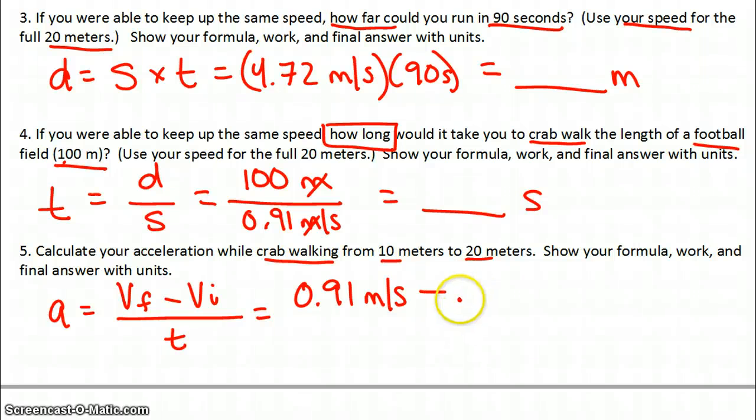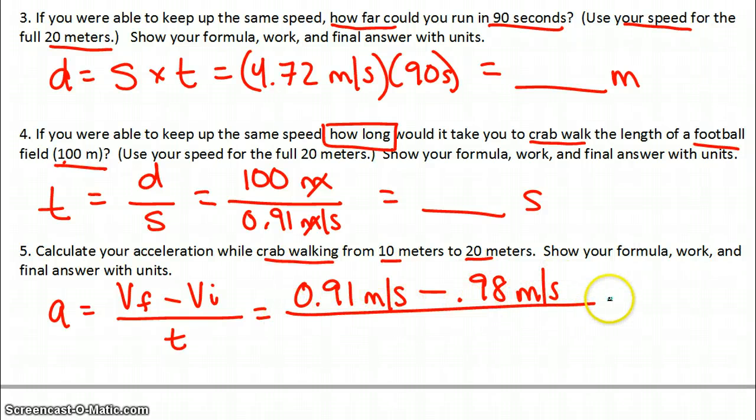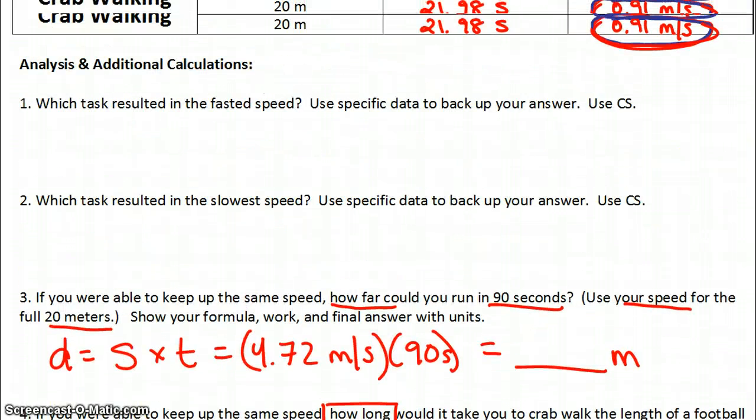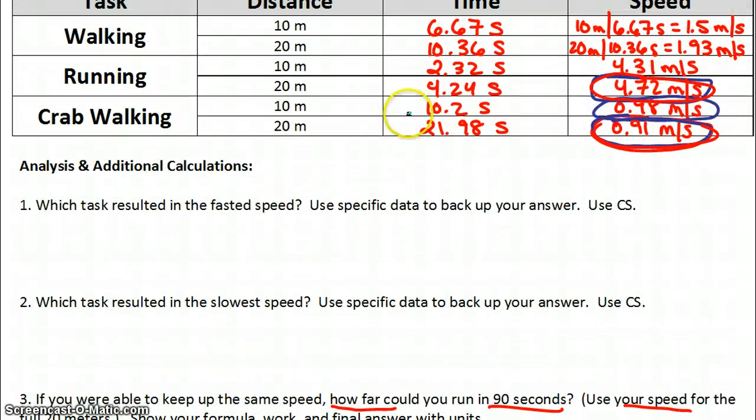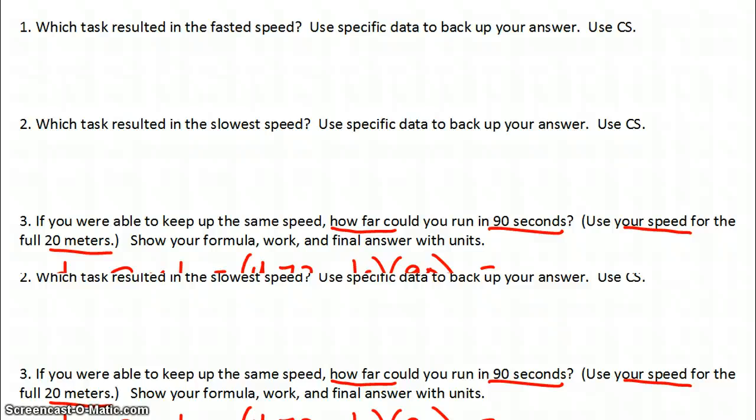So we're going to subtract 0.98 meters per second as our initial velocity. We're going to divide that by the time it took us to do that. So what was the time difference from 10 to 20 meters? I would have to do my 21.98 minus 10.2, and that gives me 11.78 seconds.